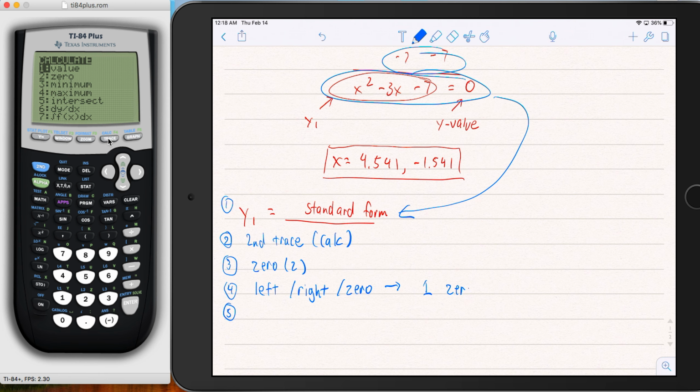And do steps 2 through 4 for the other roots. And there you go. Those are your 5 steps or so to figuring out the roots or zeros of any function using a graphing calculator.